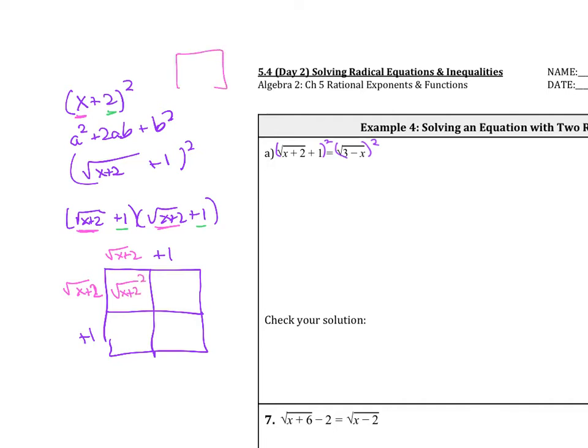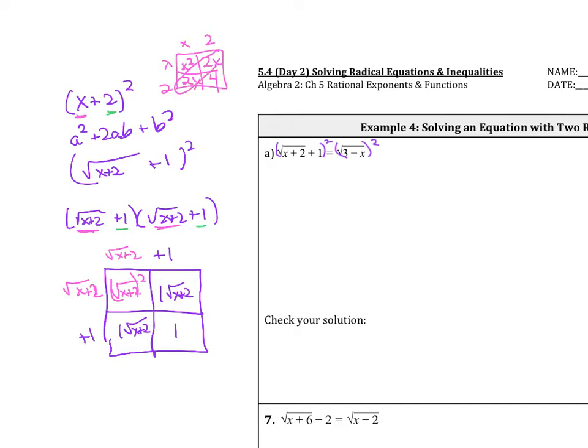So it's kind of like with our box method, right? If I was doing x plus 2 here, this would be x times x is x squared. So it's the same thing, right? It's just squared. Then we have this 1 times the square root of x plus 2, and then 1 times the square root of x plus 2, and then 1 times 1 is 1. So let me do that here so you can see it.